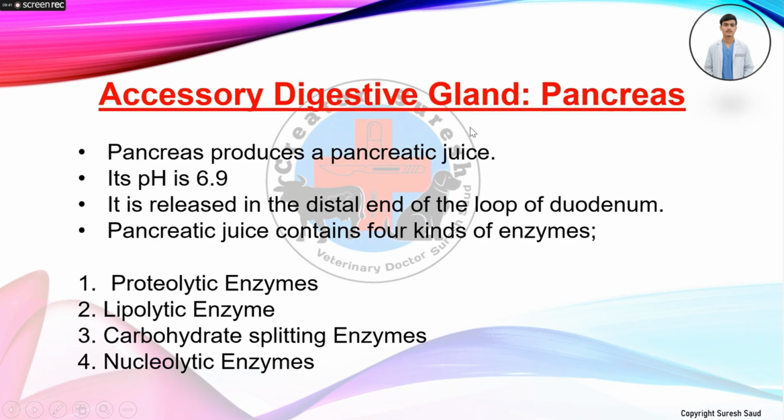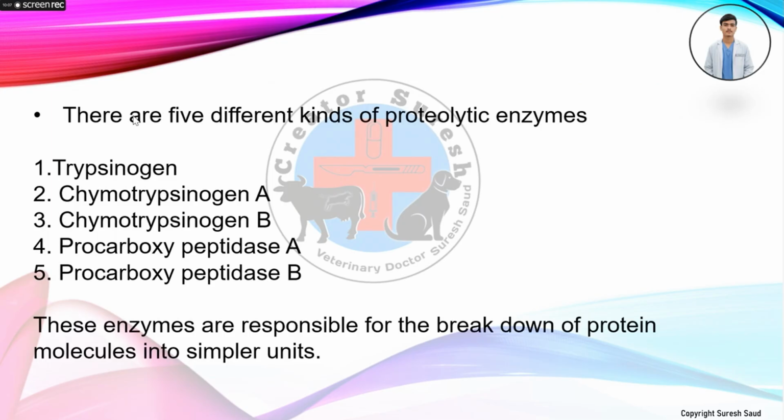Accessory digestive gland. Pancreas. Pancreas produces a pancreatic juice. Its pH is 6.9. It is released in the distal end of the loop of duodenum. Pancreatic juice contains 4 kinds of enzymes. 1. Proteolytic enzymes. 2. Lipolytic enzymes. 3. Carbohydrate splitting enzymes. 4. Nucleolytic enzymes. There are 5 different kinds of proteolytic enzymes.